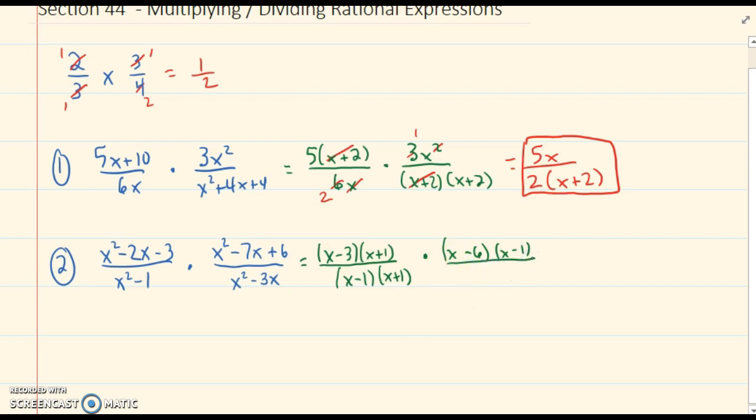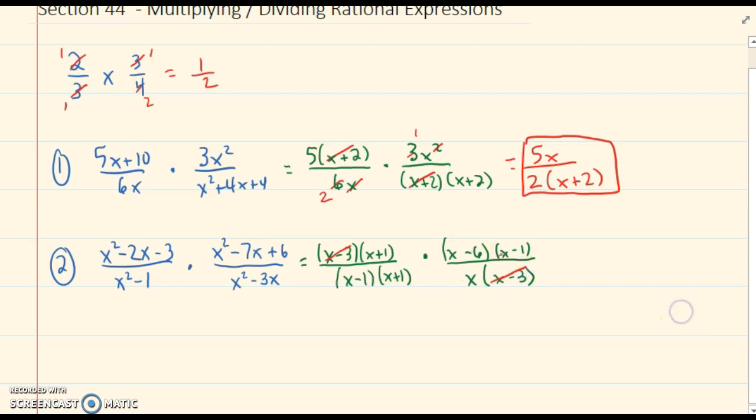And in the denominator, I do have a greatest common factor. x squared and negative 3x have an x in common. When I take that out, I've got x times x minus 3. Now, before I look to multiply, I'm going to cross cancel, cross reduce. So if I have an x minus 3 here, I've got another one here.